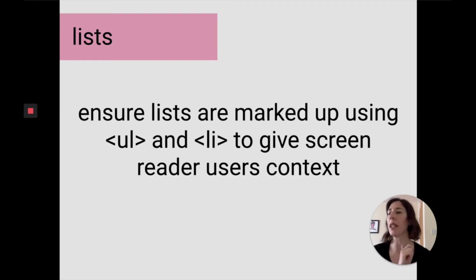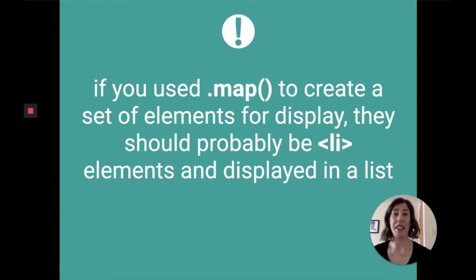And I think we're quite guilty of only using lists when we want that pre-packaged CSS style that we get with the little bullet points. So just take a moment and think, is this actually a list? Do I have a lot of similar things? And I think one rule that helps me with this is that if you use map to create a list of elements for display, that's a clue this should probably be a list.